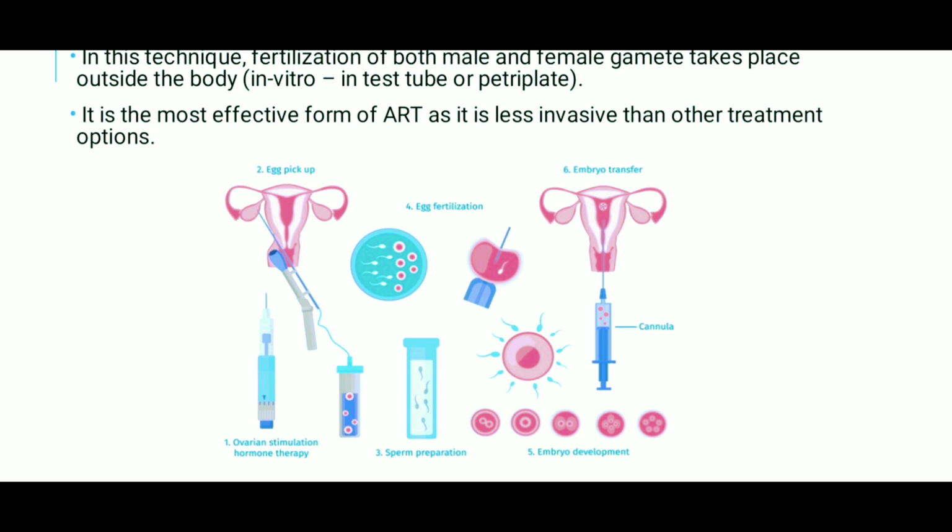The eggs will be collected in a particular way, and after that, from men, the sperm preparation is done. Then those collected washed sperms as well as the eggs are fused together for the fertilization period that you can see in the fourth section.